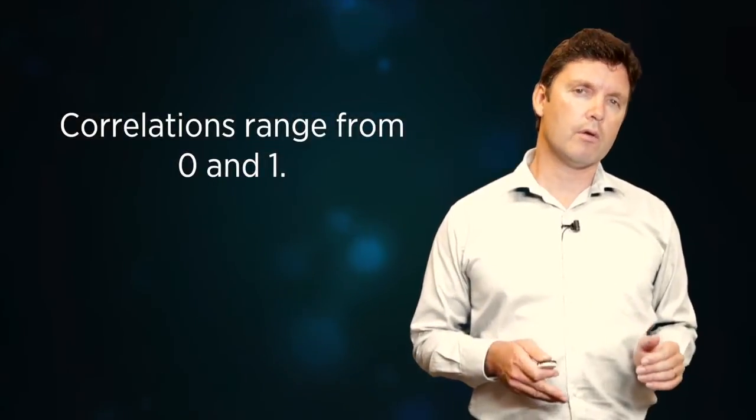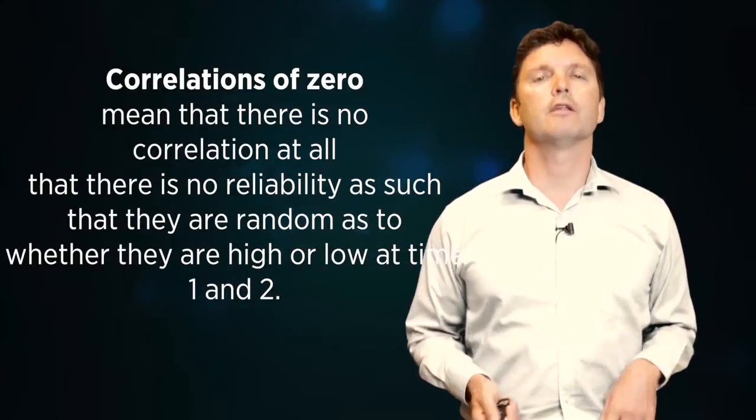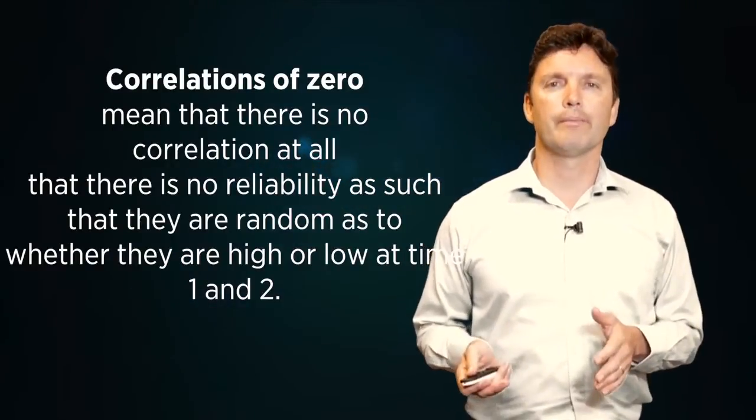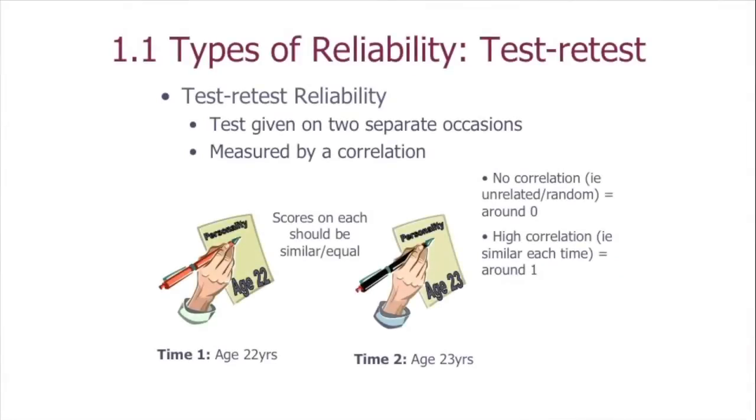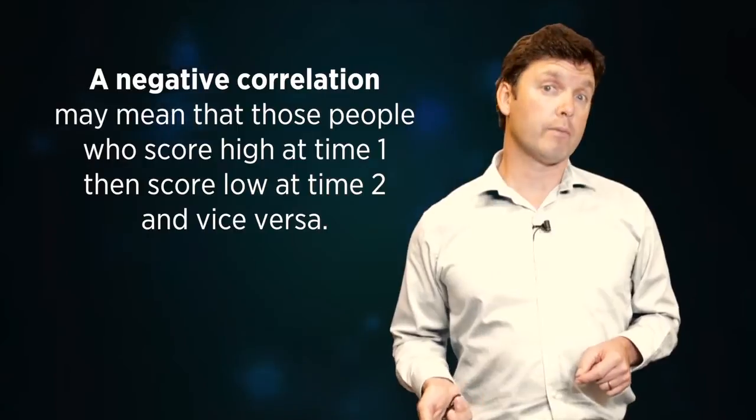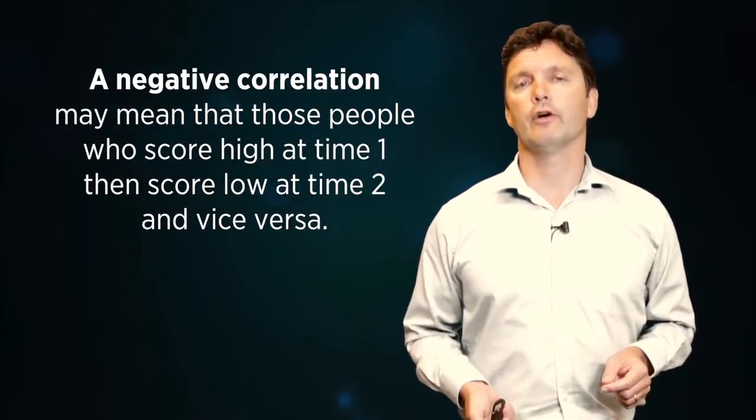Correlations range between 0 and 1, or positive correlations do. Correlations of 0 mean that there's no correlation at all. That is, there's no reliability, such that they're random as to whether they're high or low on extroversion or introversion at time 1 and time 2. If there is a correlation of 1, then this means that all of you get exactly the same score at time 1 as you would in time period 2. Obviously, that's very improbable, but we're aiming towards that end of the correlation range for high test-retest reliability. A negative correlation may mean that those people who score high at time period 1 then score low at time period 2, and vice versa.